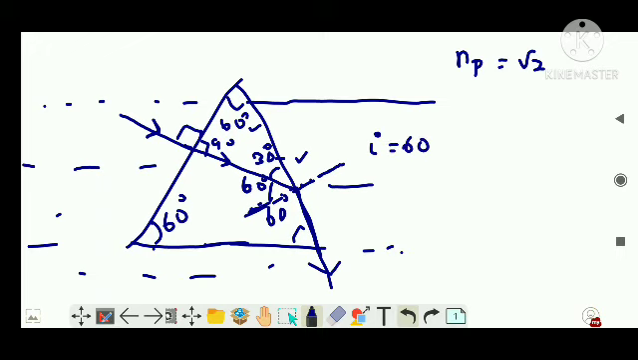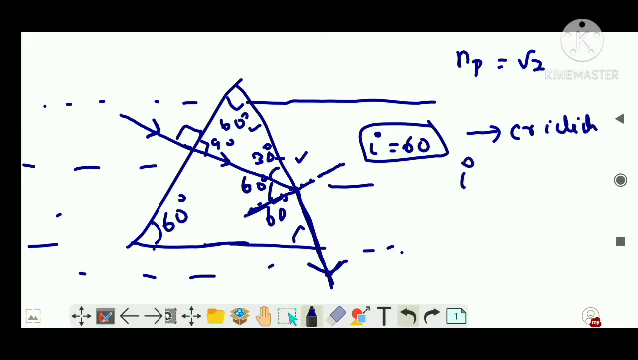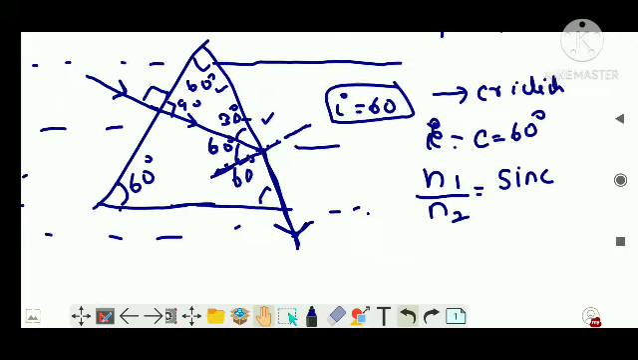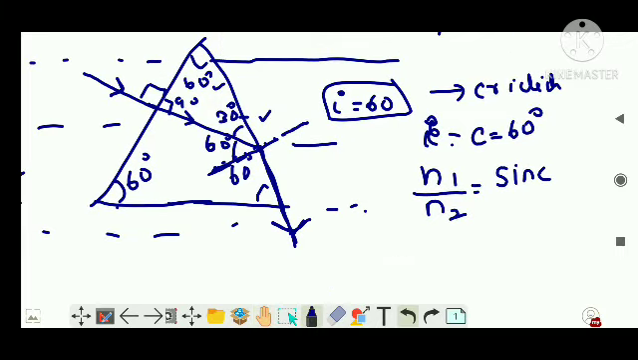Clear? And I can see when the angle of incidence is 60 degree, the ray grazed, right? So that means this angle of 60 degree became the critical angle. That's why it grazed, right? So what is the critical angle? I can write C as 60 degree. Now in Snell's law, we have learned N1 by N2 is equal to sin C. Now what is N1? N1 is the refractive index of liquid, and what is N2? That is the refractive index of prism, is equal to sin 60 degree.